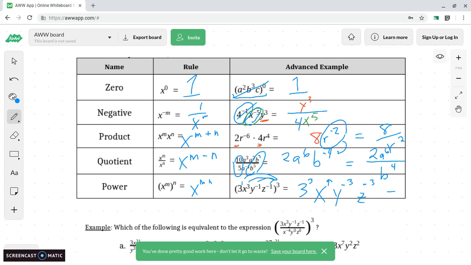Looking at this, we can simplify a couple things. 3 to the 3rd is 27, and we keep that in the top. X to the 9th stays right where it's at because it's a positive exponent. Our y and our z both have negative exponents, so we want to move both of those into our denominator. And so that's our final answer, 27x to the 9th over y cubed, z cubed.